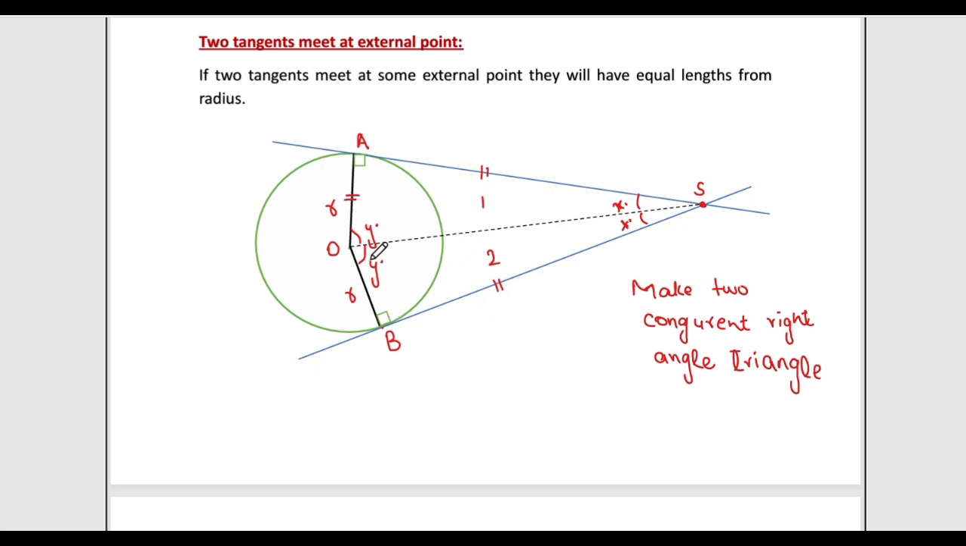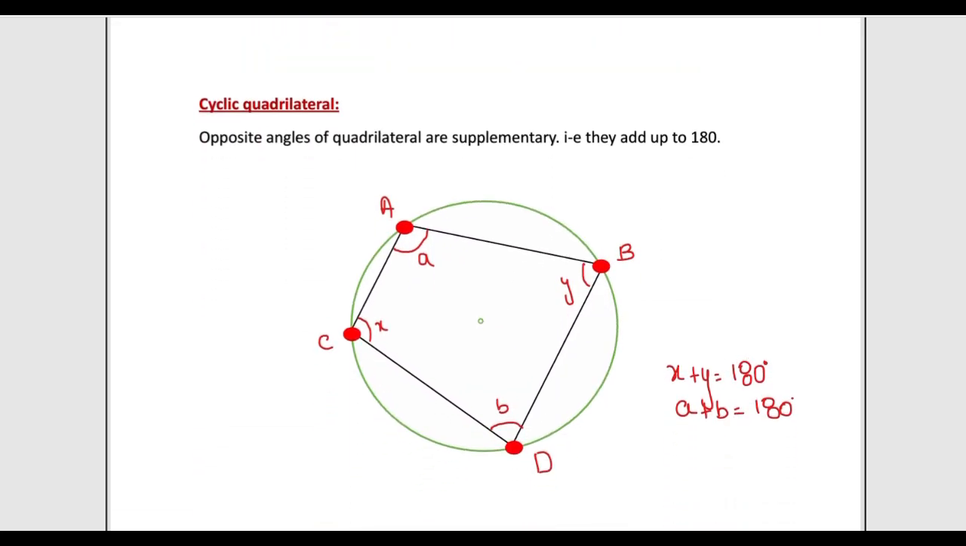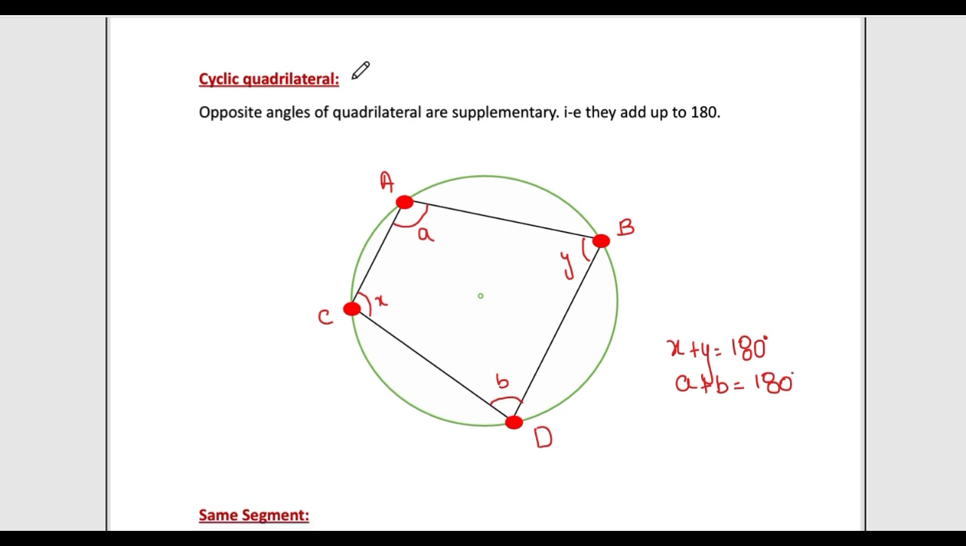Now what are congruent triangles? Congruent triangles are the triangles which have exactly the same lengths and all three angles are also the same. So now this divides our area into two congruent triangles. AS is equal to BS, OA is equal to OB. The angles YY are the same, the angles XX are the same, and 90° on both sides.